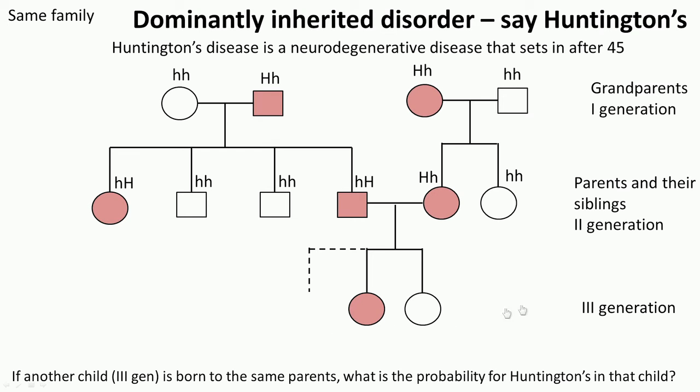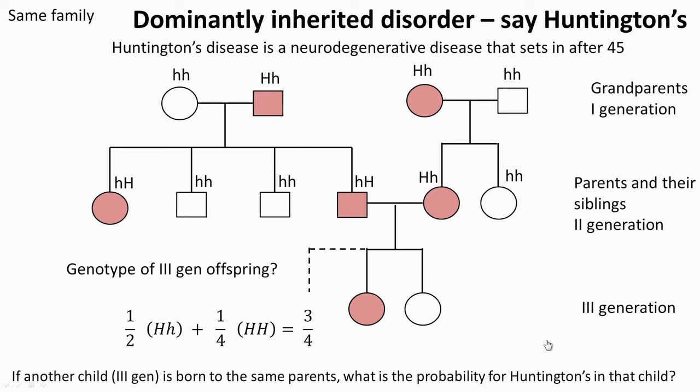And what is the probability that this person will have Huntington's? You can work out the probabilities here. Either if it is heterozygous dominant or homozygous dominant, the person will show the disease. So it is a very high 3/4 or a 75% probability that another child born to the same parents will have Huntington's gene, which will develop into a disease at around 45 or so.